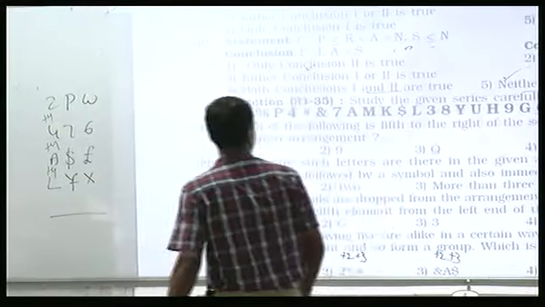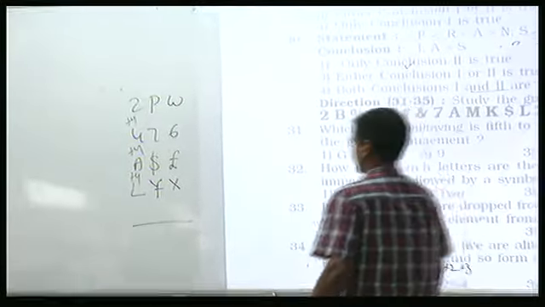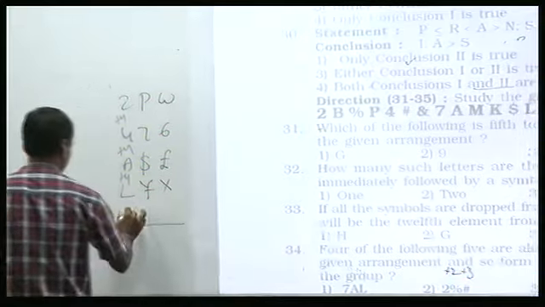Next, the fourth letter to the right of L. 1, 2, 3, 4, U. Hence, the first element is U.